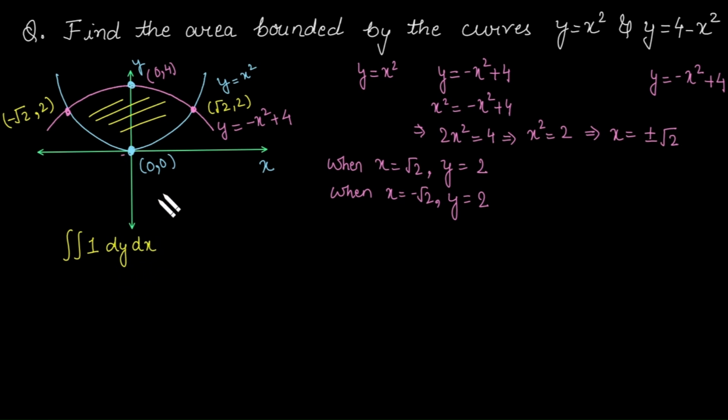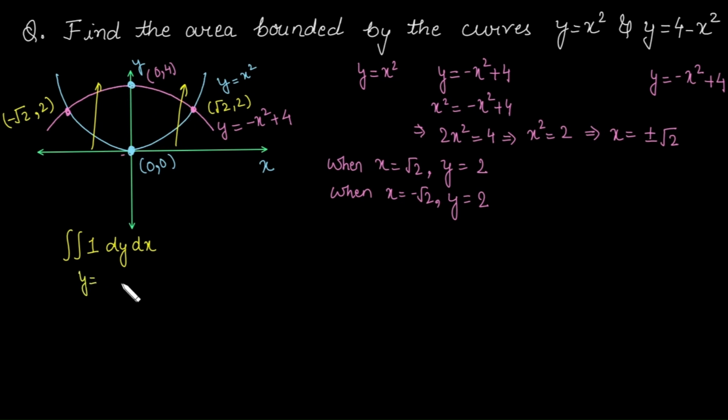In this case, first we will take a line parallel to the y-axis passing through this region from anywhere. So I have taken two different lines, one on the negative side of the x-axis, another on the positive side. The entering curve is y = x², and the exit curve in this case is y = -x² + 4. And that is always fixed for every imaginary line parallel to the y-axis.